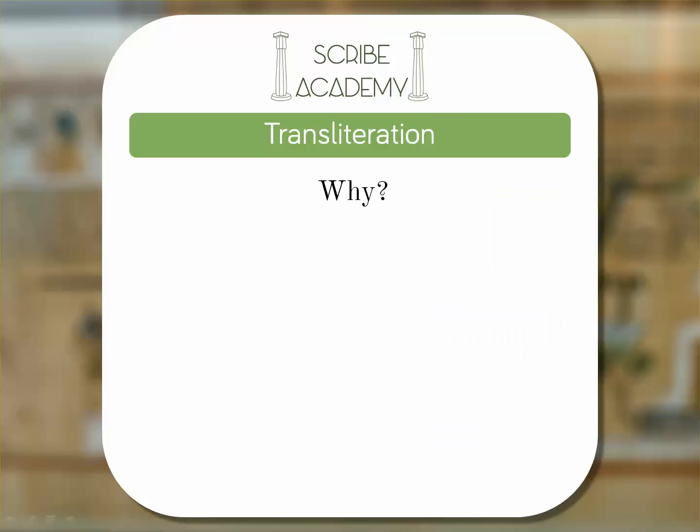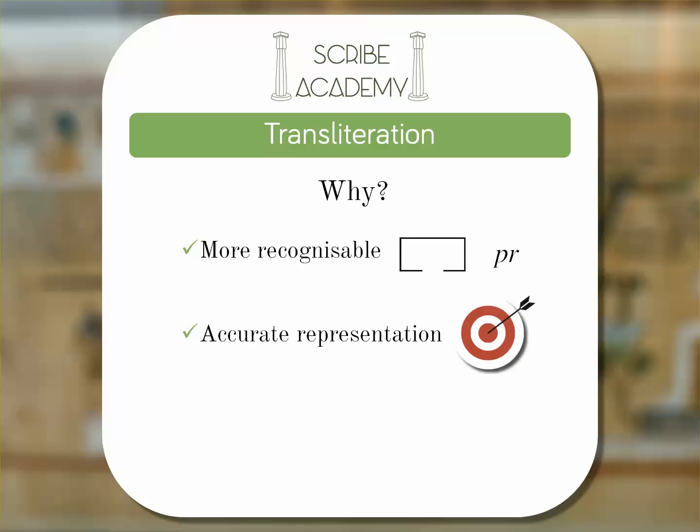But why use transliteration? Transliteration allows us to represent the characters in a word accurately, but in a more recognisable form, the alphabet we use on a daily basis. Also, there are some sounds in Egyptian which we don't have in English. Where we don't have an exact match in our alphabet, Egyptologists don't confuse the issue by using approximations. Instead, they use some special transliteration characters, which I'll cover in a moment.